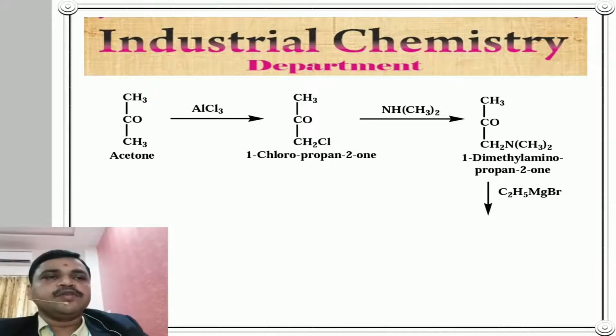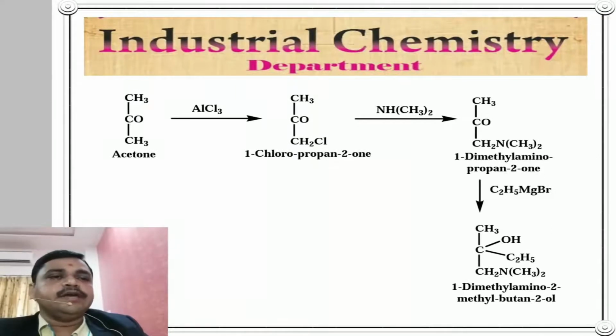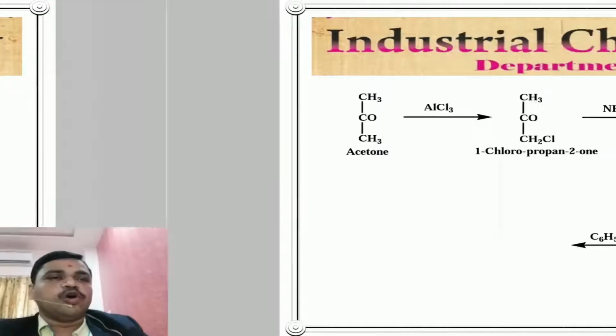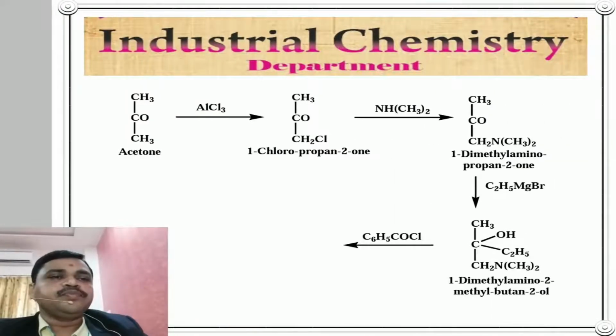Grignard reagent. So our compound 1-dimethylaminopropan-2-one treated with ethyl magnesium bromide gives 1-dimethylamino-2-methyl-butan-2-ol. I repeat the name, 1-dimethylamino-2-methyl-butan-2-ol.